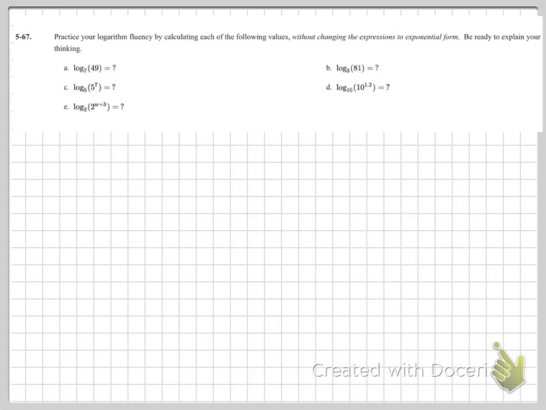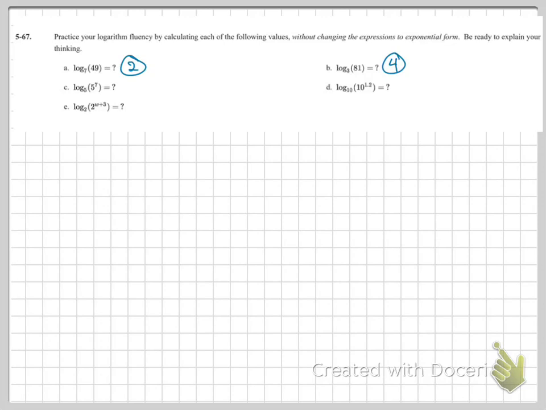67. Practice your log fluency by calculating each of the values without changing the expression. Okay, in your head. Here we go. Log base 7 of 49. You think to yourself, 7 to what power makes 49? 2, because 7 squared is 49. B. Log base 3 of 81. You think to yourself, 3 to what power makes 81? 3 to the 4th power.